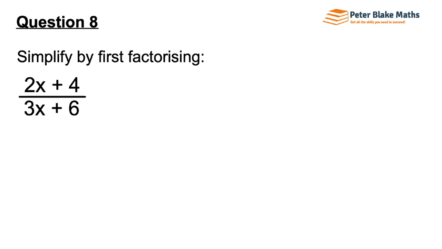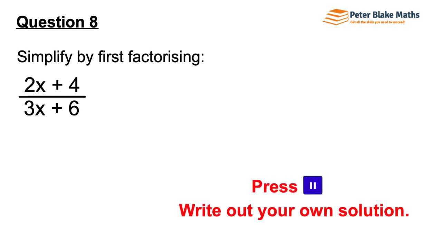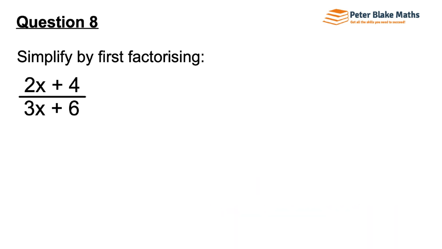Question 8. Simplify by factorising 2x plus 4 all over 3x plus 6. We'll factorise first here.